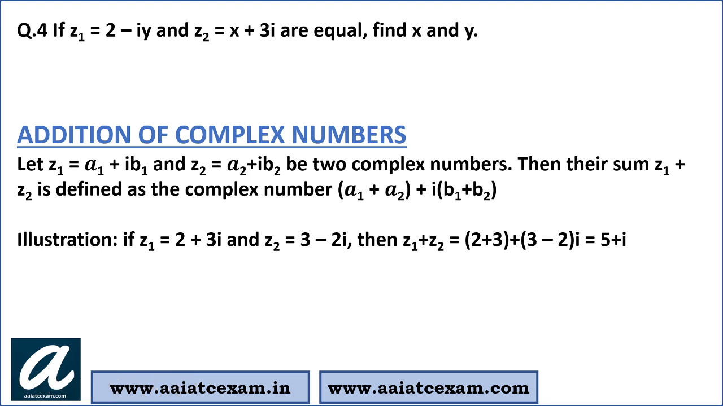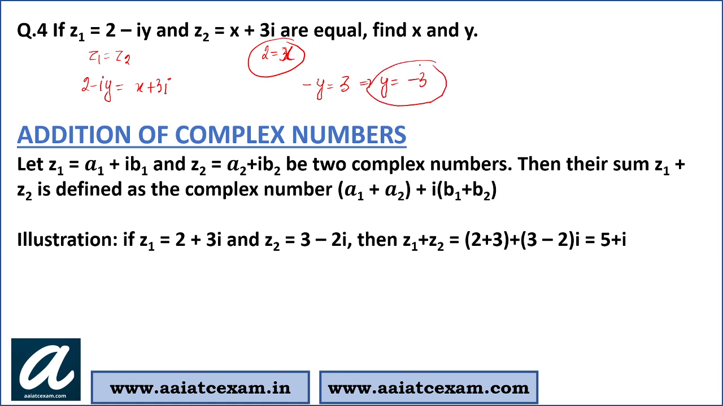Example, these two numbers are equal. If I'm saying z1 is equal to z2, then 2 minus iota y should be equal to x plus 3 iota. So comparing, real part should be equal to real part, so x should be equal to 2, and imaginary part, that is minus y, should be equal to imaginary part, that is 3. So can I say y is equal to minus 3? Y is equal to minus 3. So real part is equal to real part and imaginary part is equal to imaginary part. So these are the values of x and y.